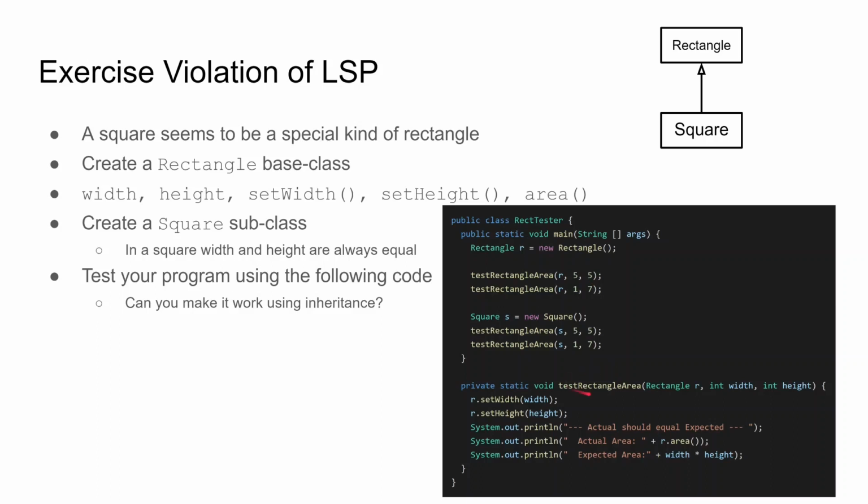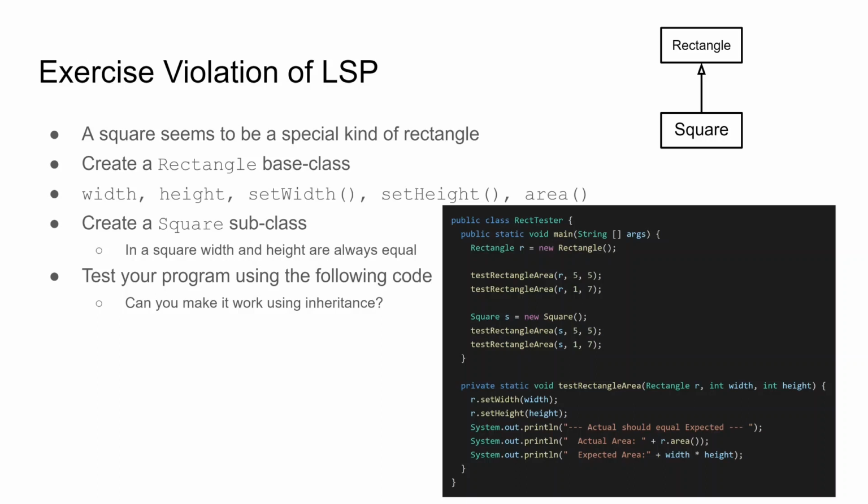And in the test rectangle method here, we set the width and we set the height on the supplied rectangle, and we do a little printing so that we can compare the calculated area from the rectangle with the expected area, the width times the height, so that we know that the person implementing this has done a good job.